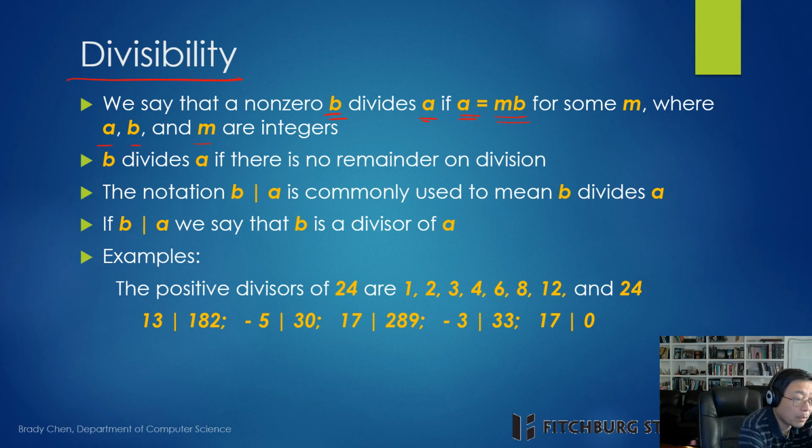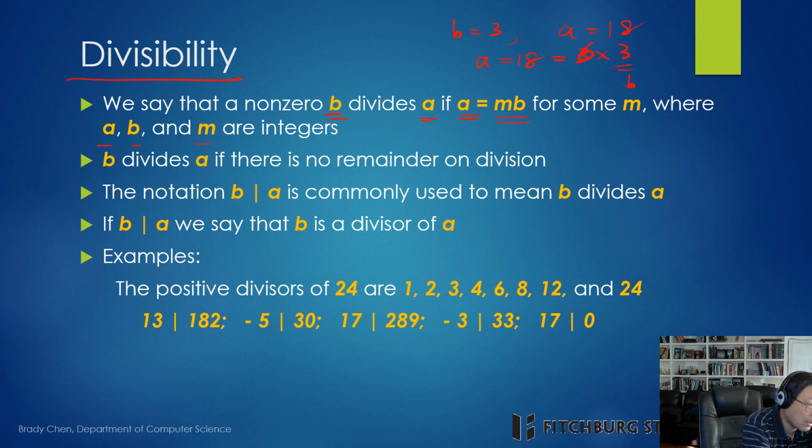For example, let's talk about two numbers. Let's say B is 3 and A is 18. From the definition, we know that B divides A. Why? Because we can write A, which is 18, as 6 times 3, where 3 is B and 18 is A. So we can write A as the multiplication of 6 and 3. That means B divides A.